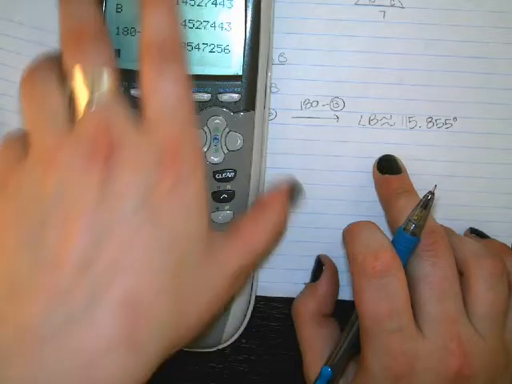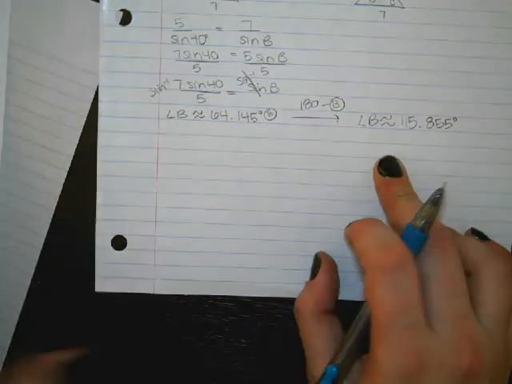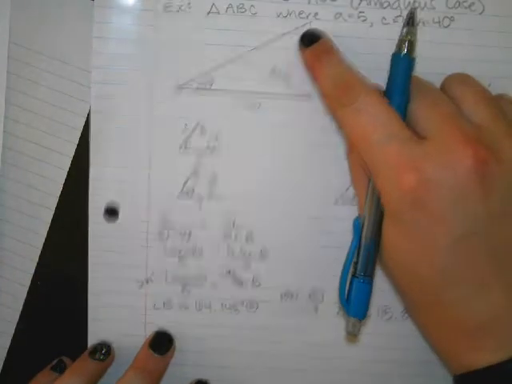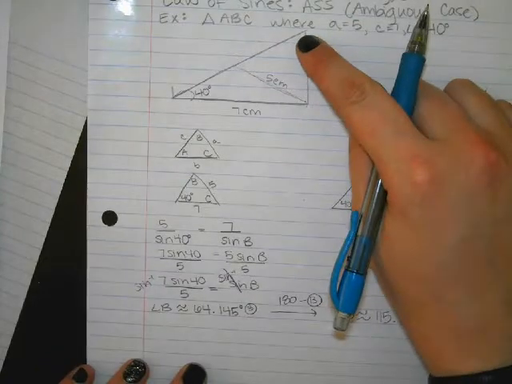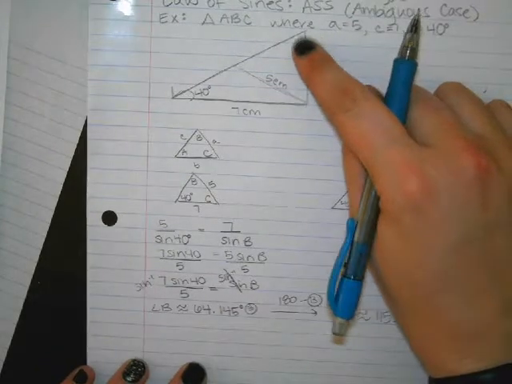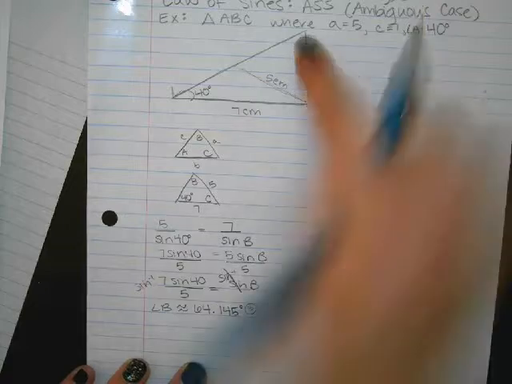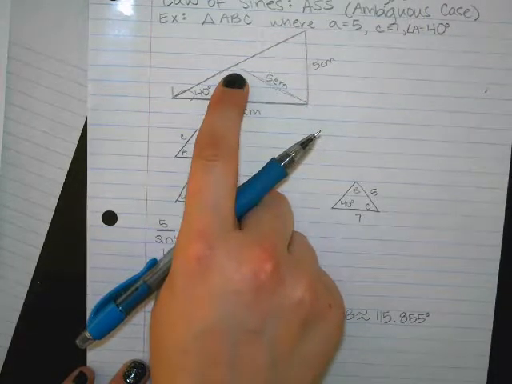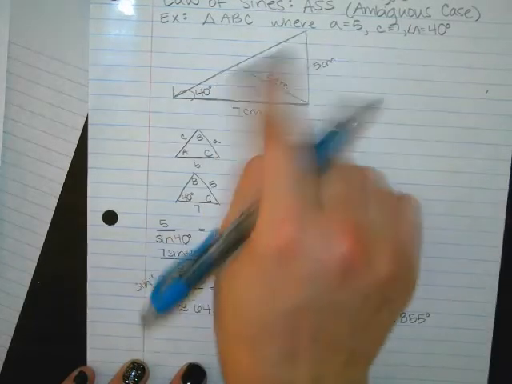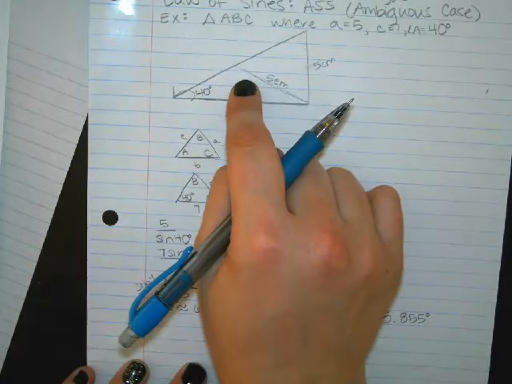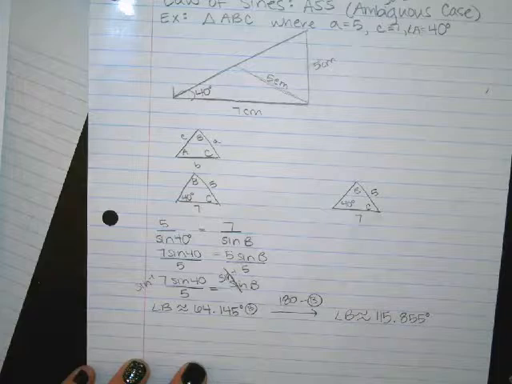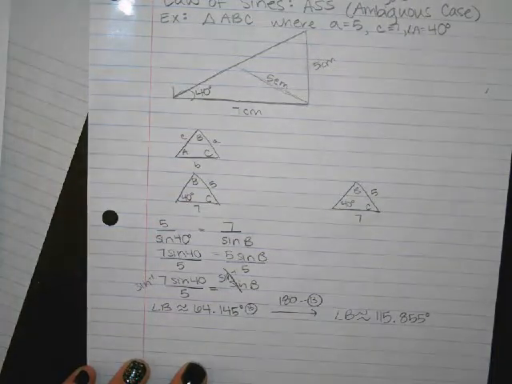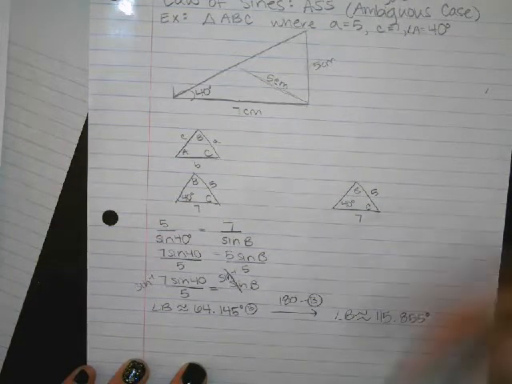Okay? So what that means is that for the first triangle, this right here is angle B in the big triangle. This angle is 64. This is angle B in the second triangle. That angle is 115. Do you guys see the difference in your angle B's? Okay, so that's what we just found. We found two angle B's. We are going to need both of those angles to solve the rest of the triangle.